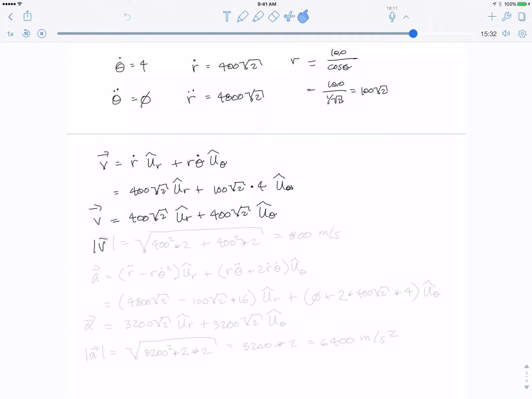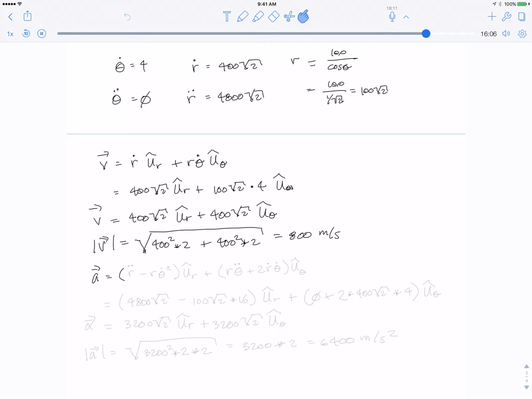So they want the magnitude, so we have to do square root of 400 squared times square root of 2 squared plus 400 squared times square root of 2 squared, and that equals exactly 800 meters per second. Now let's just plug everything in for the acceleration.